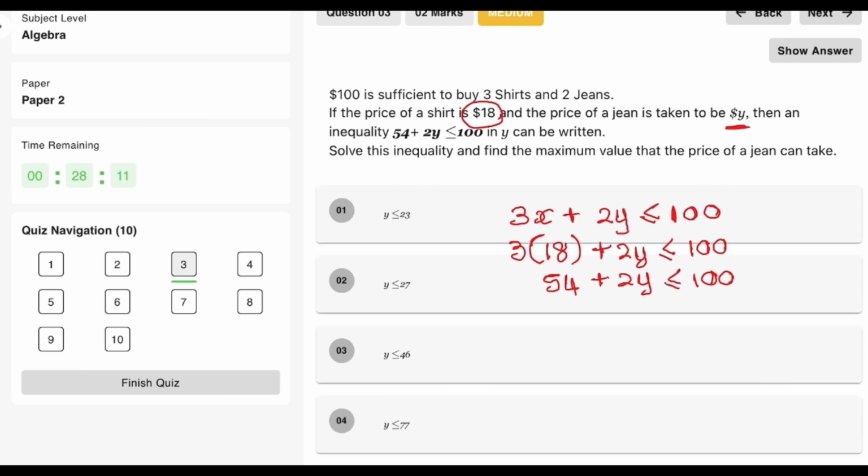But we are just going to solve the inequality. So in the next part, I'm just moving this to the other side. So therefore, it will be 46. And then if I divide 46, it's going to be y is smaller than or equal to 23. So therefore, that will be option number 1.